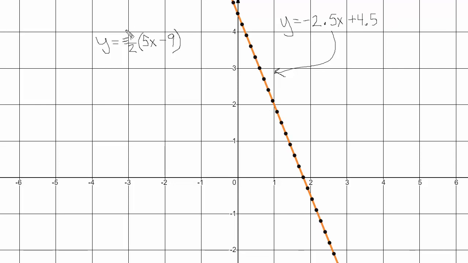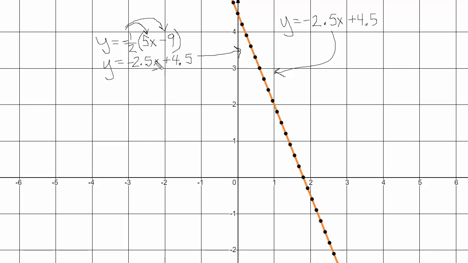Well, if you said that you noticed we could use our new skill that we've been reviewing of using the distributive property here, and you multiply negative 1/2 by each term in this parentheses, we're going to end up with y equals negative 2.5x, because negative 1/2 times 5x is negative 2.5x, and a positive 4.5 starting value, because negative 1/2 times negative 9 is a positive 4.5. So they disguised it, but it's actually the same equation, just written in a different form.